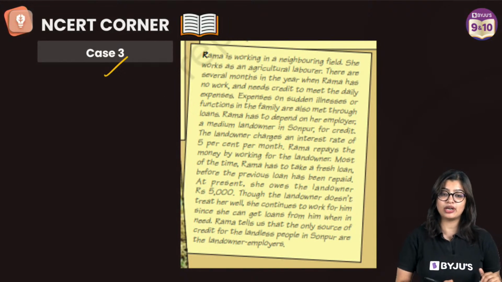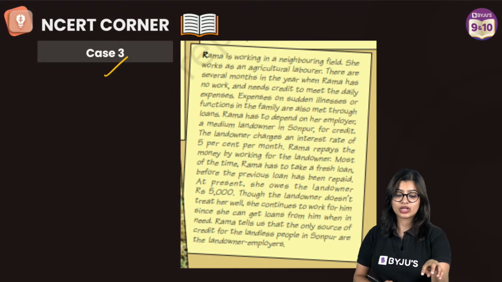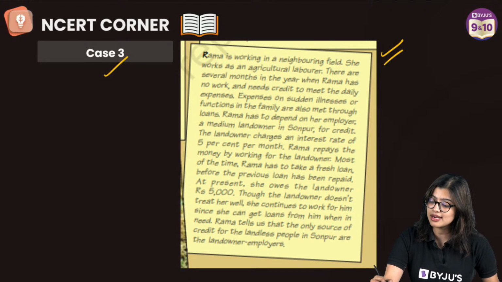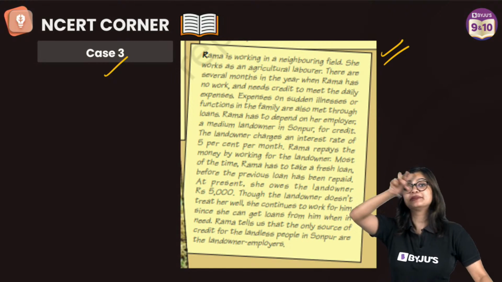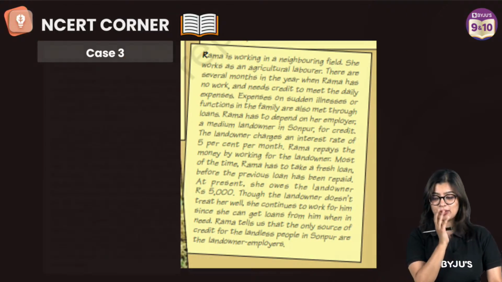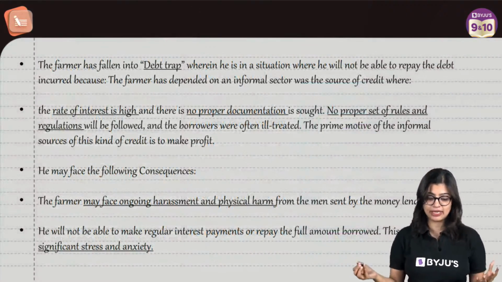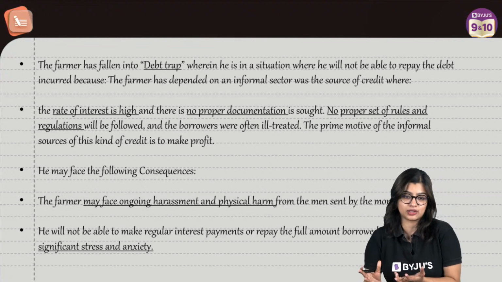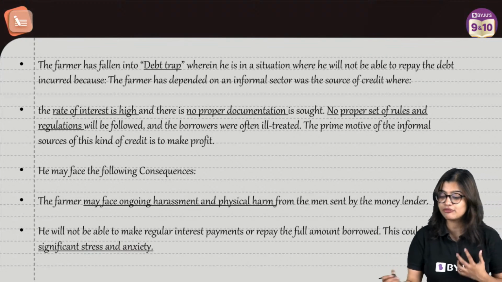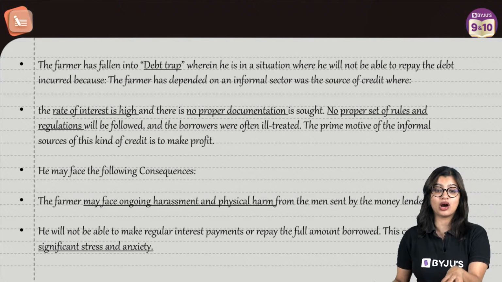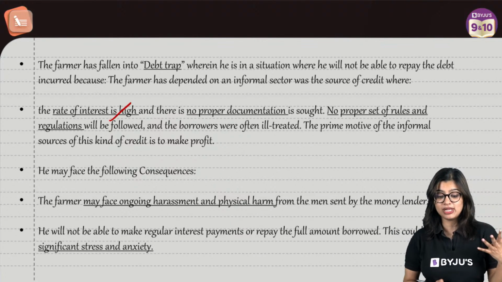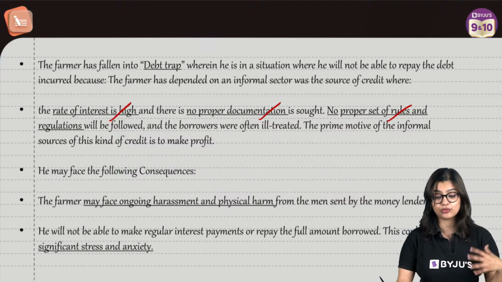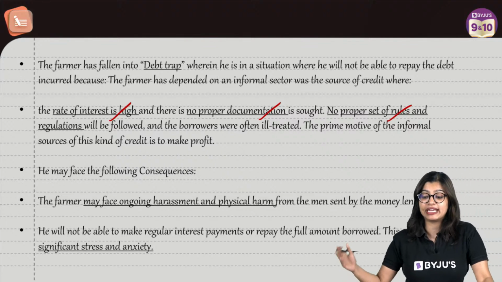Now, here, if you remember, in our textbook we had a case study given about Rama who was working in a neighboring field, right? So, this entire case study of Rama was what was asked indirectly in this question. So when there is debt trap, what happens? We know that a debt trap happens especially when they depend on informal sectors, right? So when they are dependent on informal sectors, then they enter into a debt trap. In informal sectors, the rate of interest is very high, no proper documentation, right? No proper set of rules. As a result, the borrowers are left ill-treated.